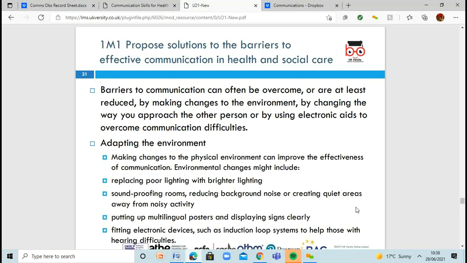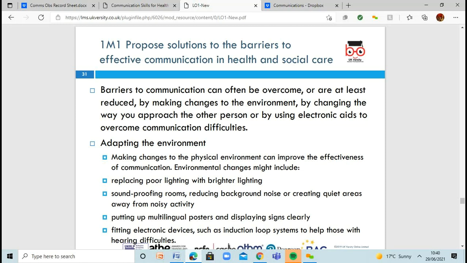Now, for 1M1, we're actually going to look at solutions to the barriers of effective communication. And these solutions are quite simple, to be honest, and I think are done on a normal basis anyway. So it's things like making changes to the environment, looking at the way you're approaching the other person, and using electronic aids.